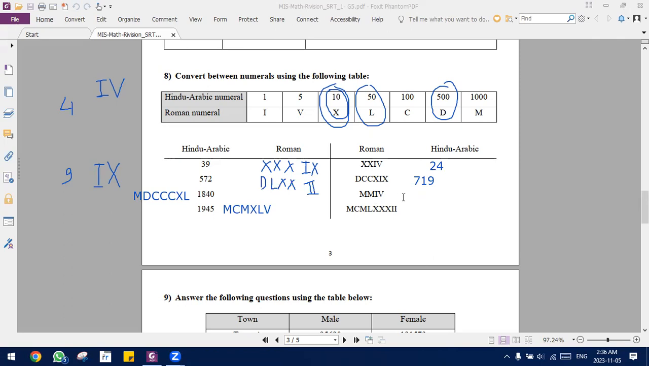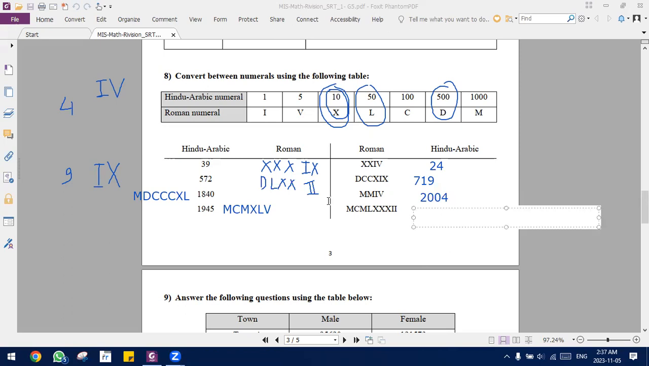Next one, MMIV. So M is 1000. Both of them will be 2000. Then IV, which means 5 minus 1 is 4. So this is 2004.